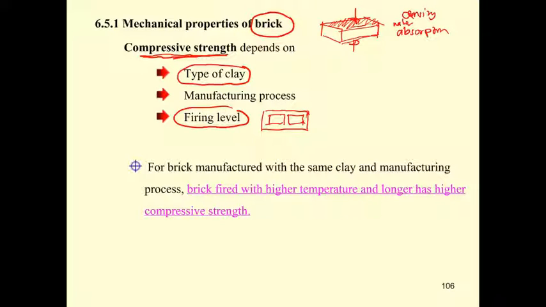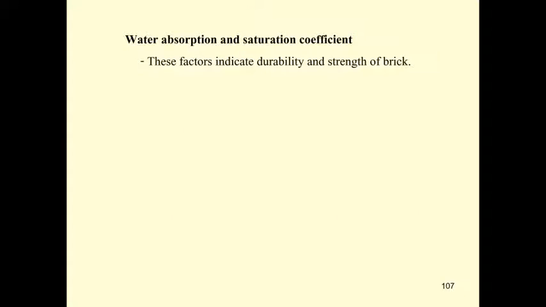And typically, with a similar manufacturing process, a big fire with a higher temperature such as 1200 Celsius, and a longer time, gives higher compressive strength. This means the melting of the clay is more complete and happens more than when putting it at a lower temperature and for a shorter time.